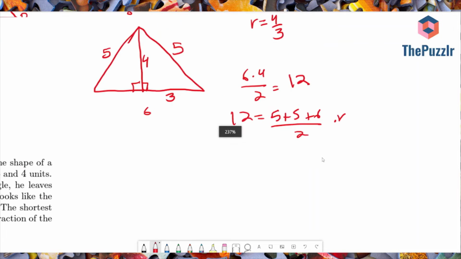Okay. Almost done. By the way, if you want to be a bit more specific about the notation, you can use r2 instead of r, since it's a different radius than this one right here. So 12 is equal to 10 plus 6 is 16, divided by 2 is 8. So 8 r2. So r2 is equal to 3 over 2, since 12 over 8 equals 3 over 2.